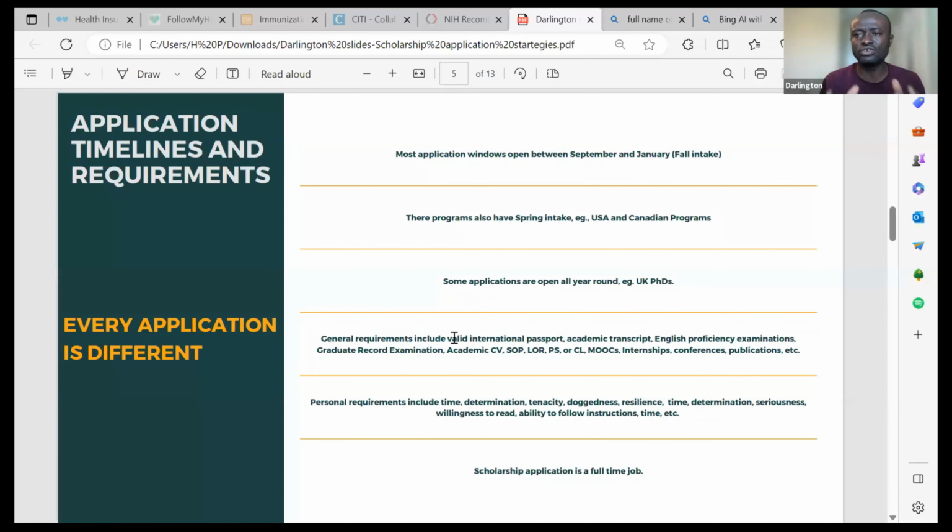So if your interest is to get a master's in Europe, for instance, you don't need a GRE for anything. So don't waste your money on it. Instead, take your money to go write an English proficiency examination.